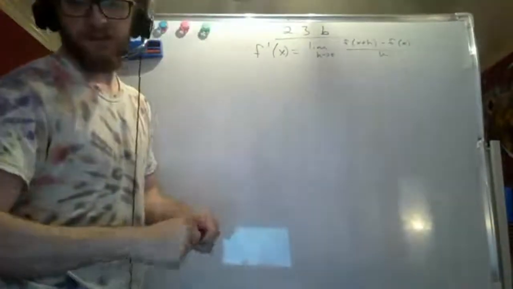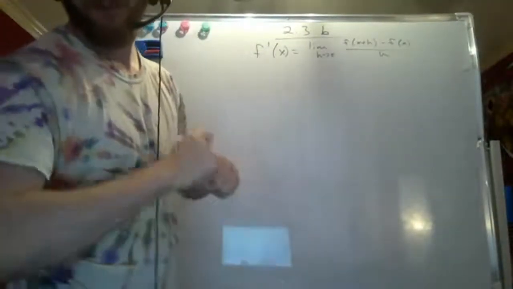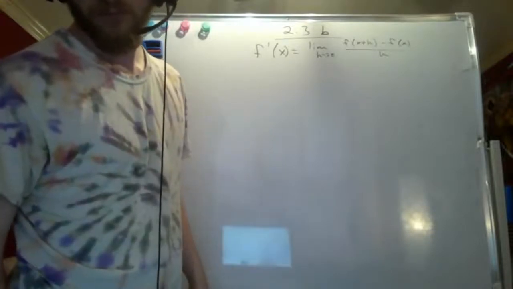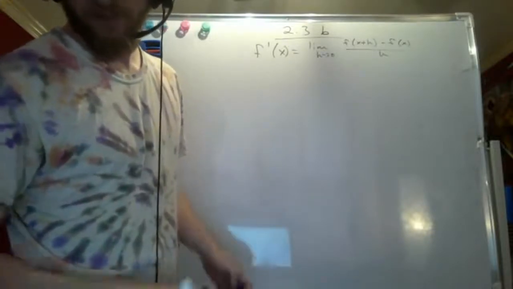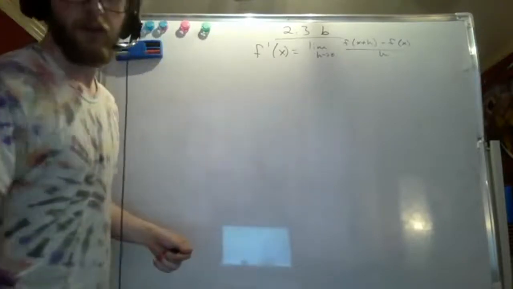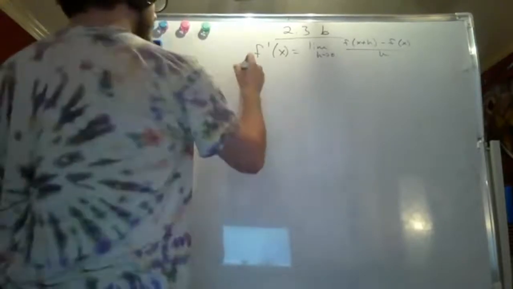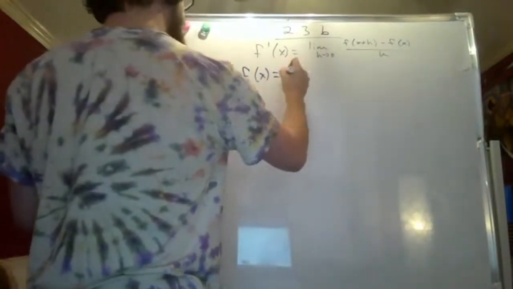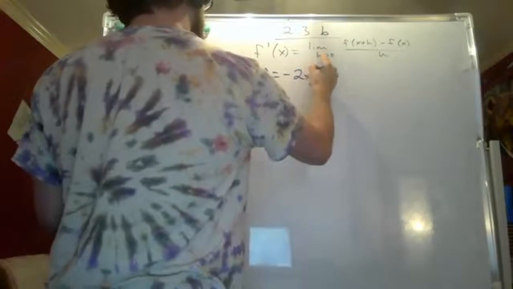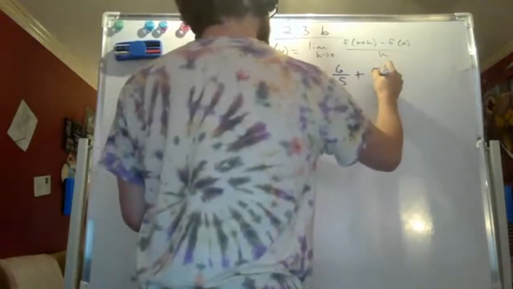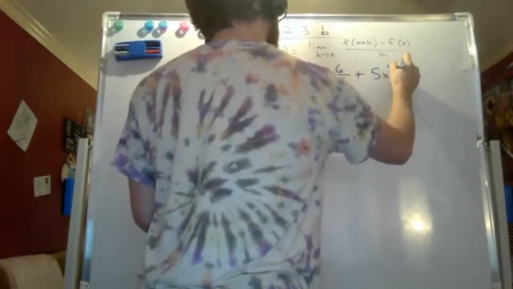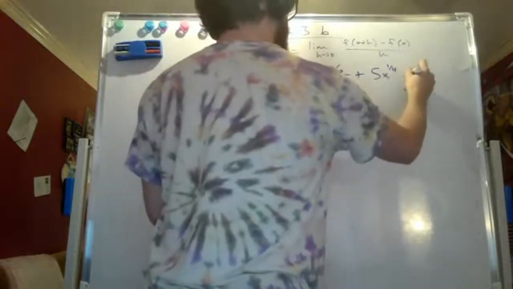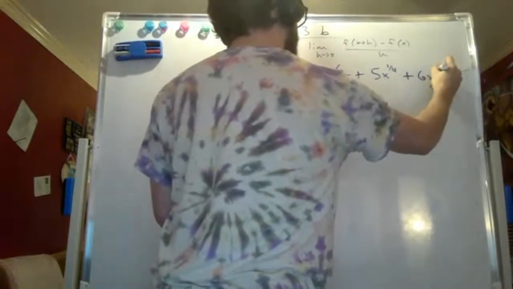So for this example, let's look at, let's see, which one do we want to look at? Yeah, let's do this one. So f of x is equal to negative 2x squared plus 6 over 5 plus 5x to the 4th plus 6x to the 3rd.